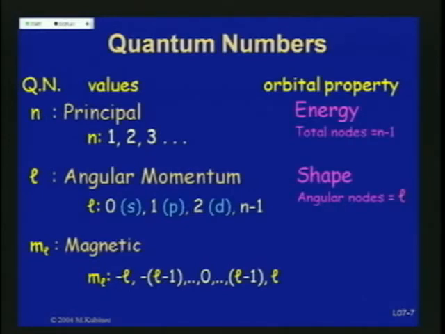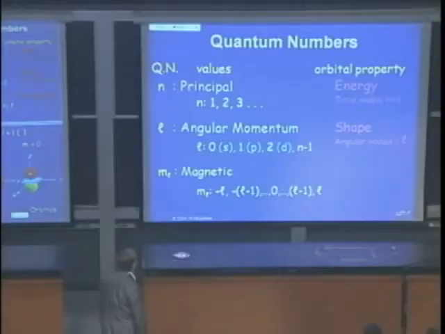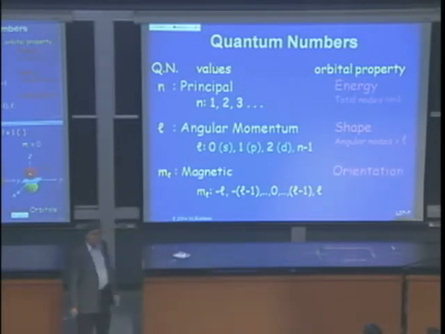If I have n equals 2, then L can be 0 and 1. So let's look, if L is 1, what would be the magnetic quantum numbers? Minus 1, 0, and plus 1. That gives you 3 different orbitals. I'm going to get to you in a minute. Don't get confused, you will get it, and many of you have gotten it already. That gives you the orientation in space.